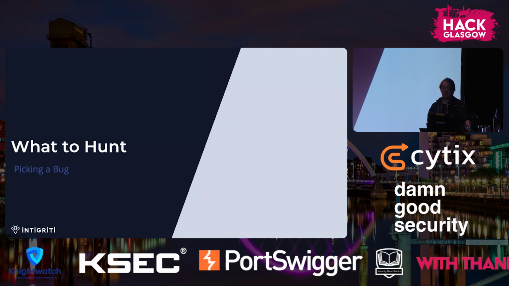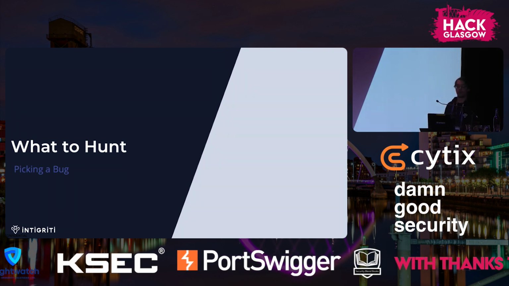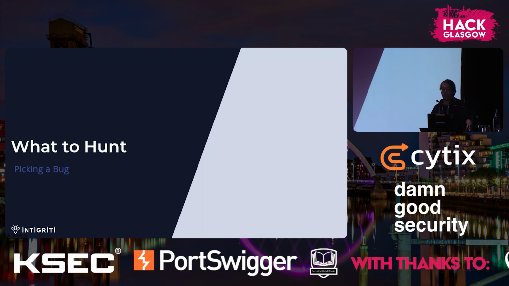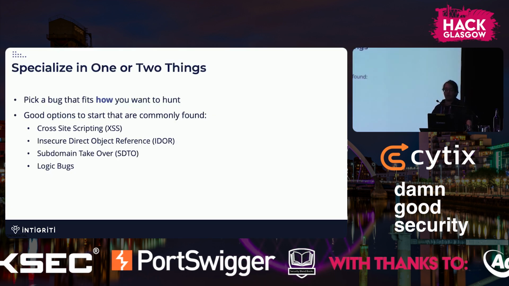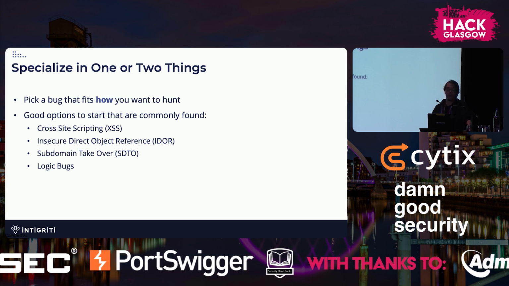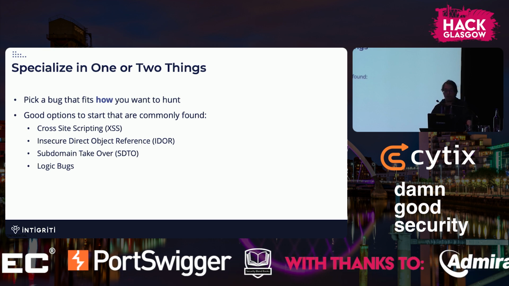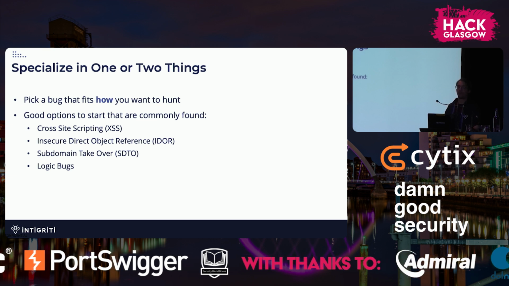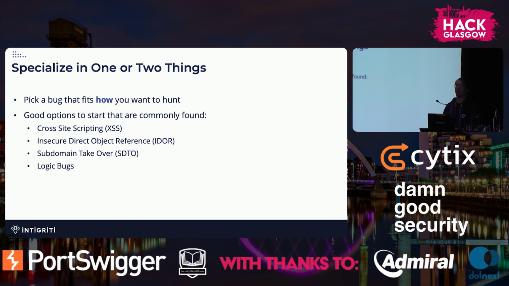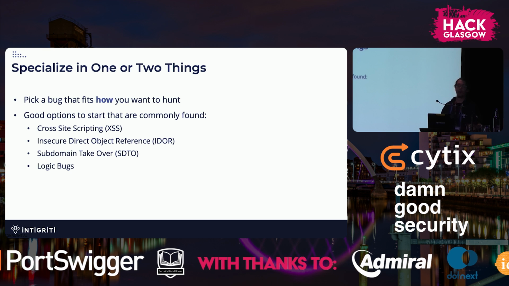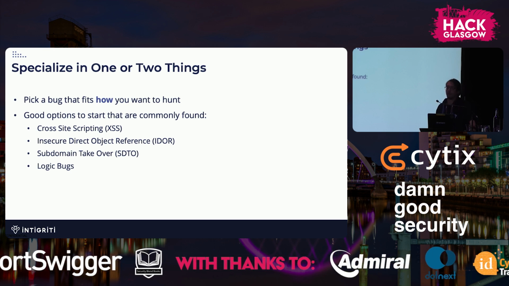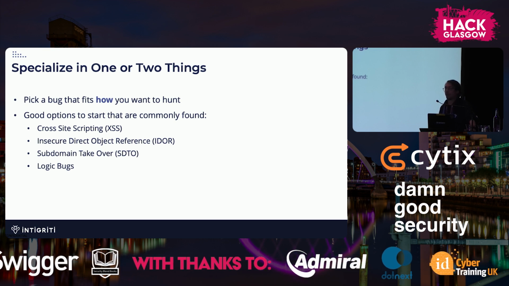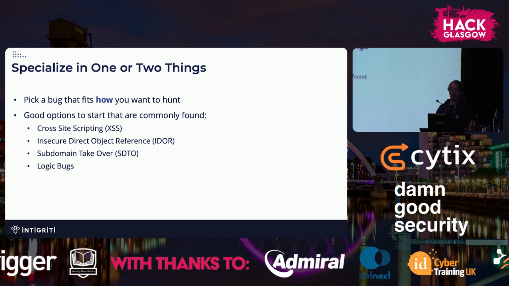So next, when we have decided on which way we would like to hunt, we're going to have to choose something to hunt for. Especially when starting out, I would absolutely advise you to pick 1 or 2 bugs, to specialize a little bit as to not get overwhelmed. So there are a lot of good bugs still out there, and I would suggest picking one that fits how you would like to hunt. So if you're preferring to do OSINT and wide scope recon, it makes no sense to go look for logic bugs. Whereas on the other end, if you want to dive deep into a single application, it makes very little sense to look for subdomain takeovers.